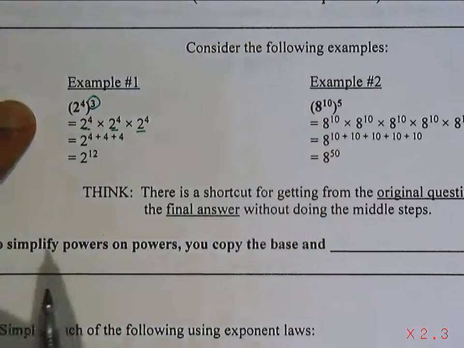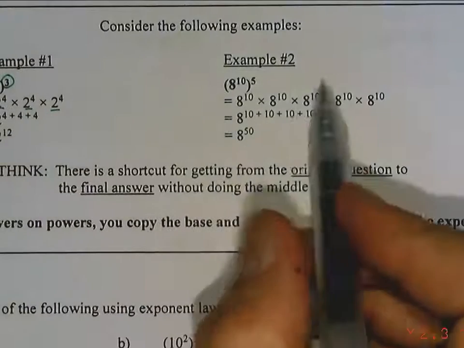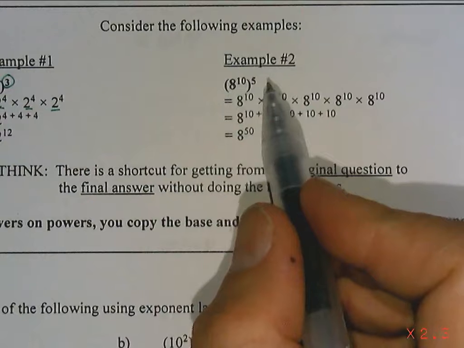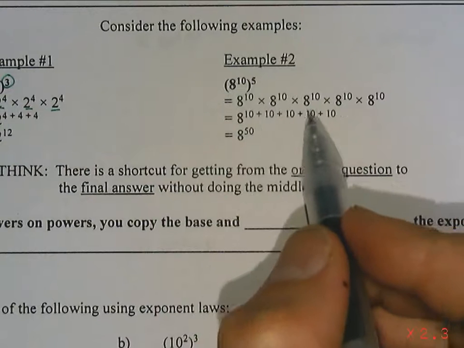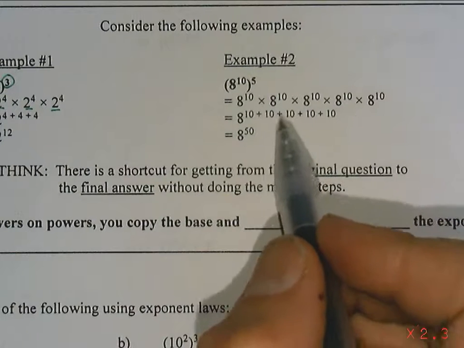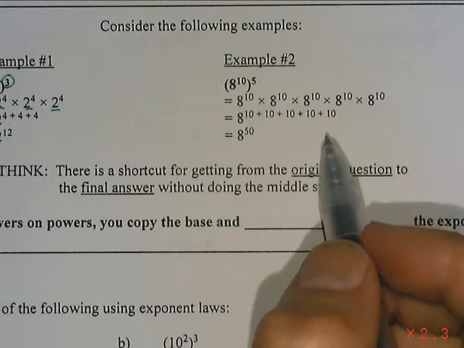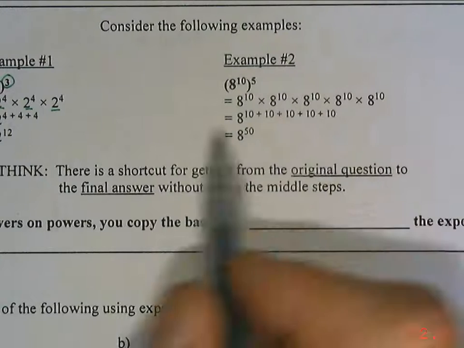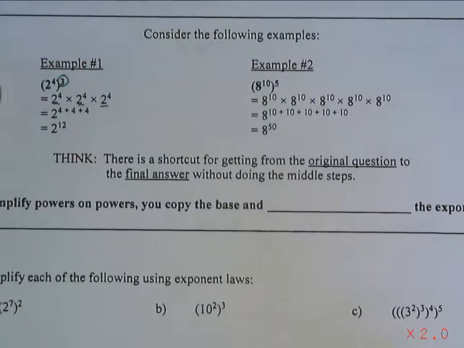Cool. Look over here. 8 to the 10, all to the 5. So it's 8 to the 10 times 8 to the 10 times 8 to the 10 times 8 to the 10 times 8 to the 10, which is 8 to the 10 plus 10 plus 10 plus 10 plus 10, which is 8 to the 50. Can anyone think of a shortcut? Thomas? 10 times 5. Yeah.